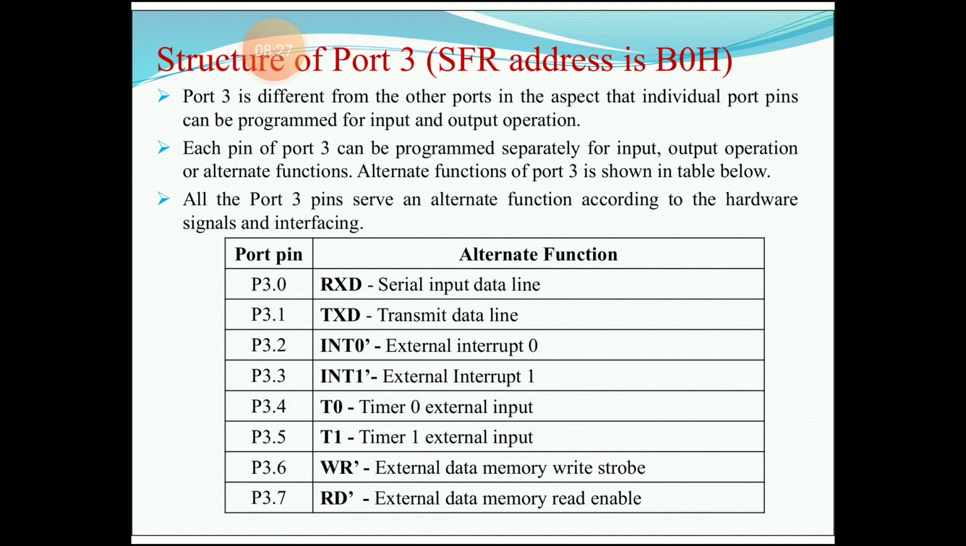Now let us see the structure of port 3. The port 3 address is B0H in the SFR range. Port 3 is different from other ports in the aspect that individual port pins can be programmed for input and output operation. Each pin of port 3 can be programmed separately for input and output operation, along with alternate functions.